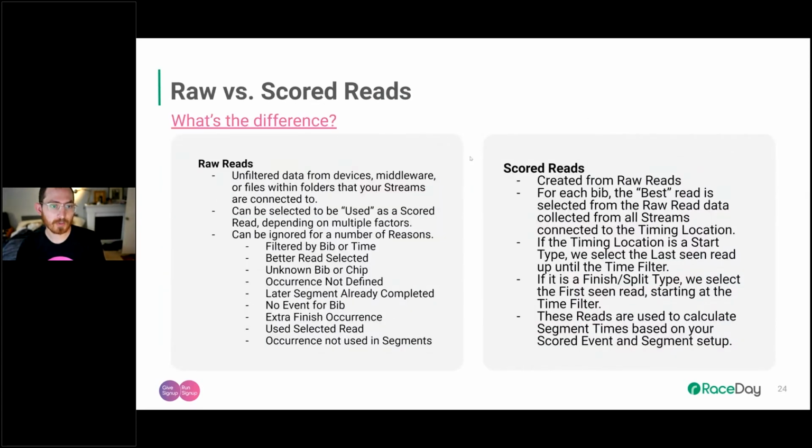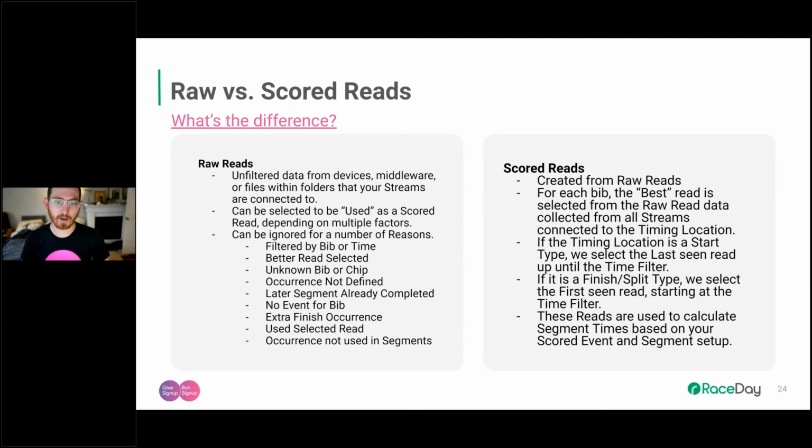Okay, so I may have mentioned it before, but there is this concept of raw and scored reads in RaceDay scoring. Basically, raw reads are the unfiltered data from devices, middleware files within folders that your streams are connected to. So this is everything coming down from your readers. You're going to get hundreds of times for a single participant, maybe, depending on your devices. And you really only want one finish time, let's say, for someone.